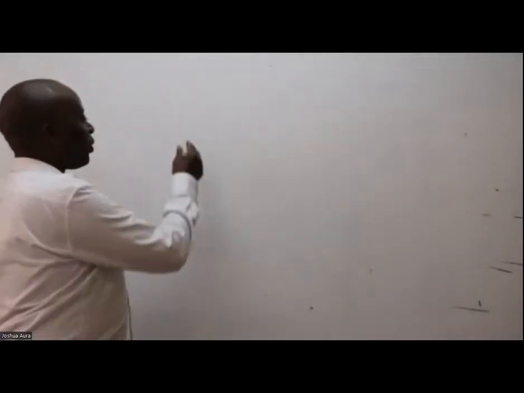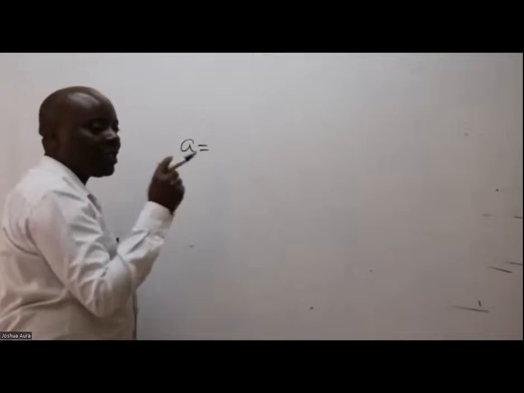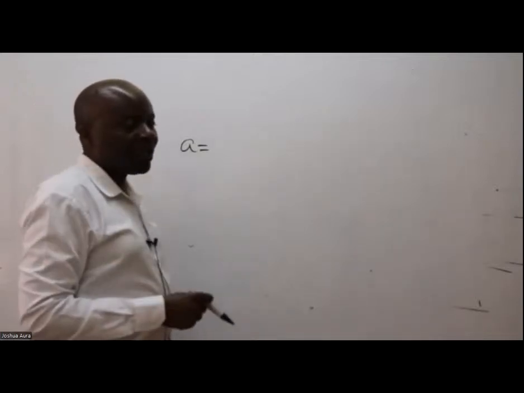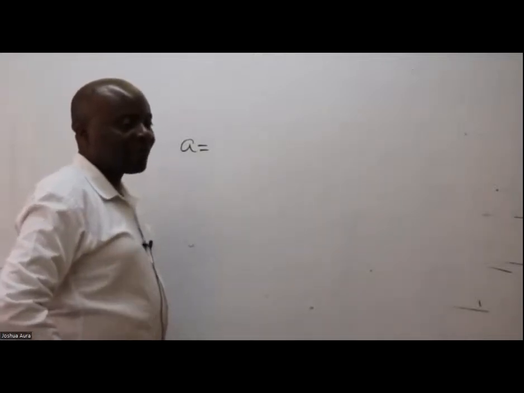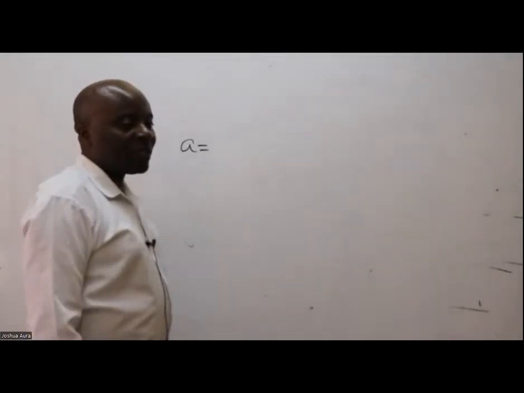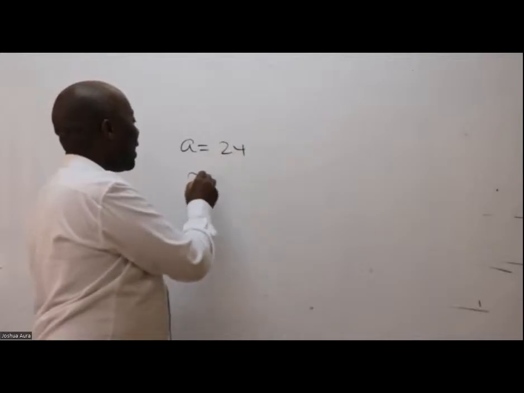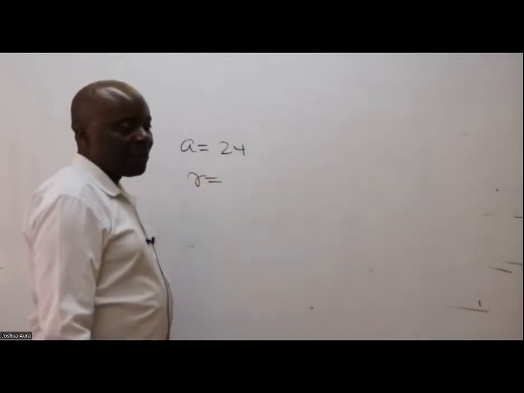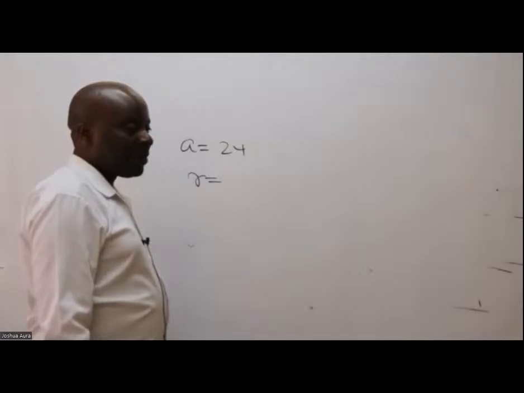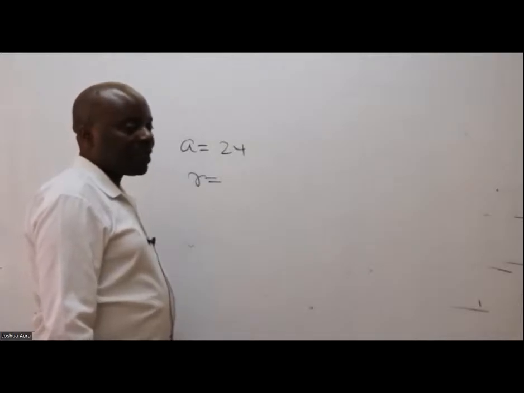Let's see. So you have said A, the time taken to make the first kitchen is how much? You have said 24. Thank you very much. Now, you have given us R. You have said R is 90%. R is how much? The learning rate.